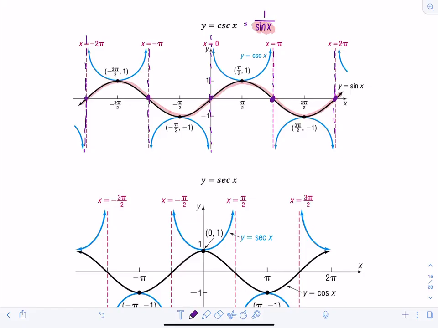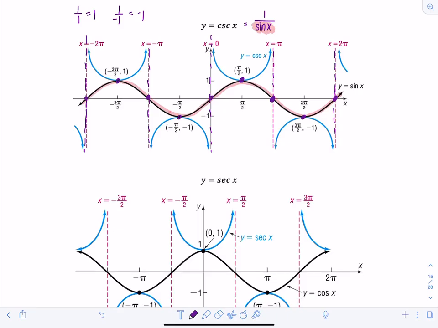And then the other nice points to plot are basically everywhere that sine is 1 or -1. Because if you'll see here, cosecant is 1 over sine x. So 1 over 1, excuse me, is still 1, and 1 over -1 is also still -1. So all the max and min values they have in common.